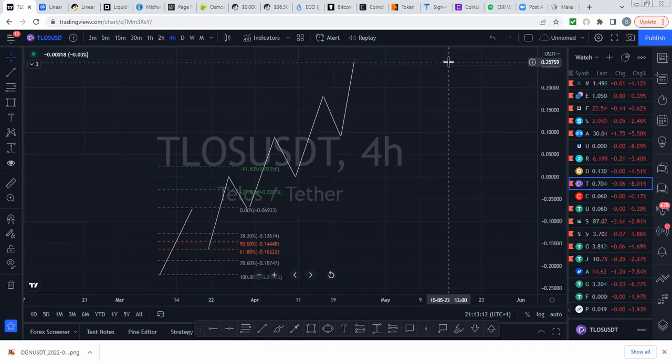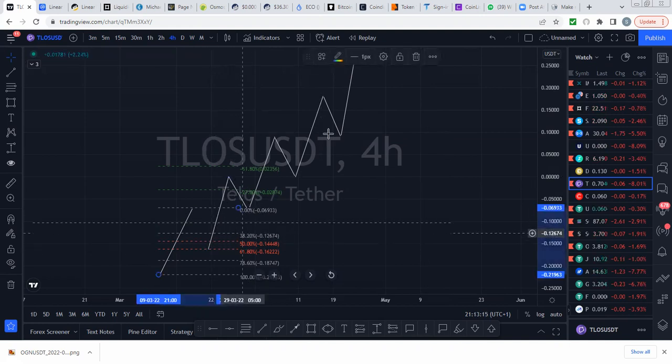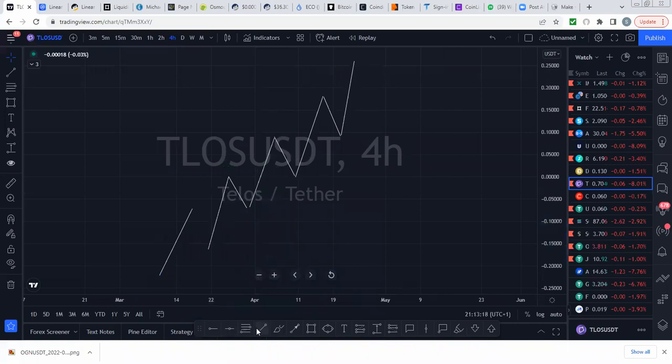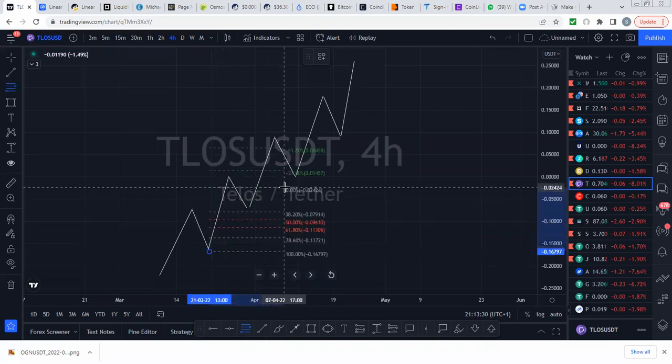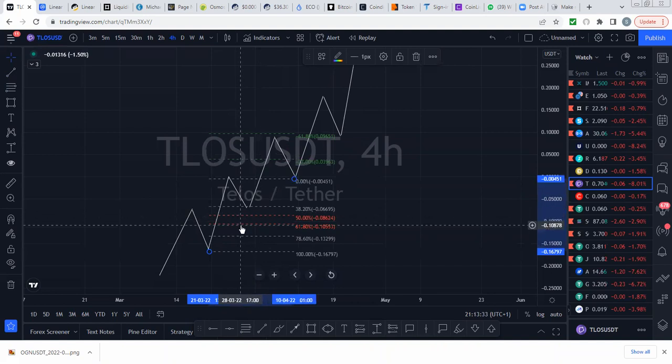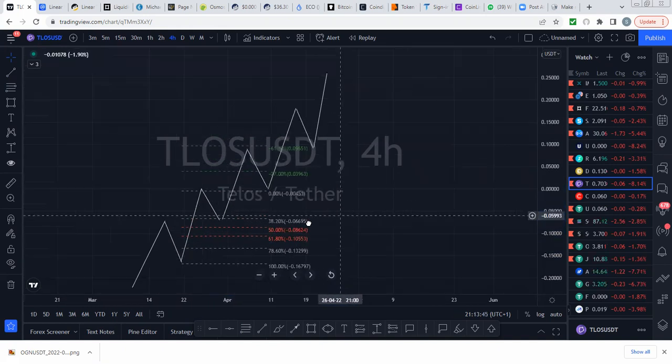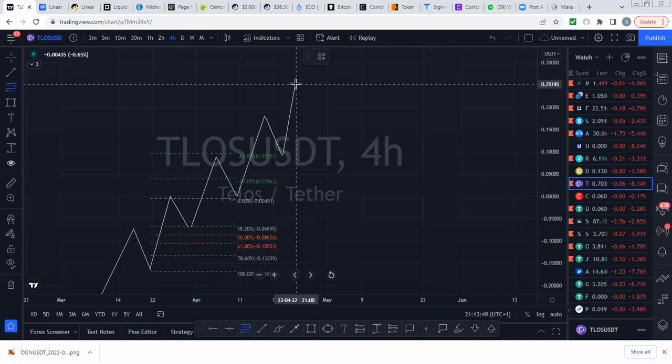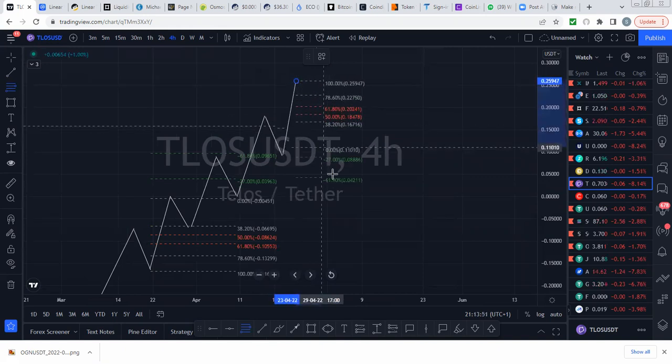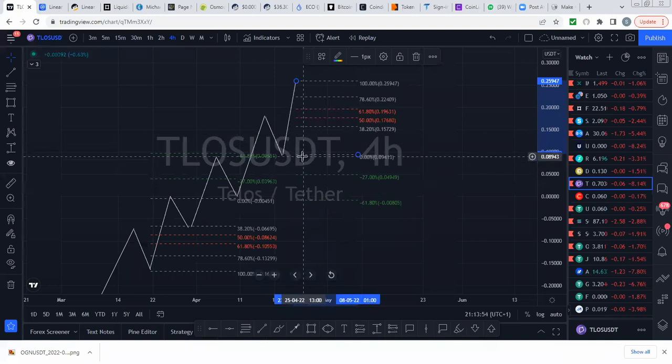Then if I want to measure another move that it will make, for example, I will measure from here. I can still measure from here to this place, from the last low to the last high. That's how to use Fibonacci in an uptrend. But if it is downtrend, you measure from the lower high to the lower low, the last swing low that the price made.